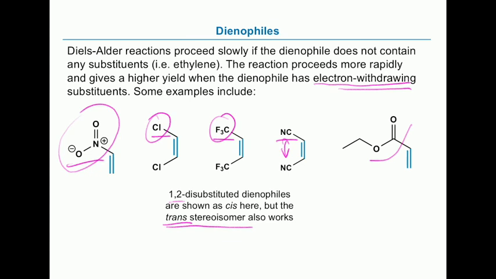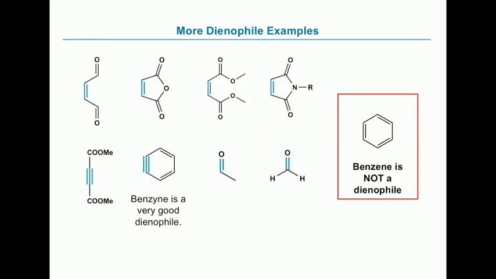Trans substituents are possible too. You can have them on either side. And just like we did with the dienes, the relative geometry you start with is going to dictate the stereochemistry that you end up forming. We'll talk about that in the next slide. But here's a couple examples of very common dienophiles that we typically use.